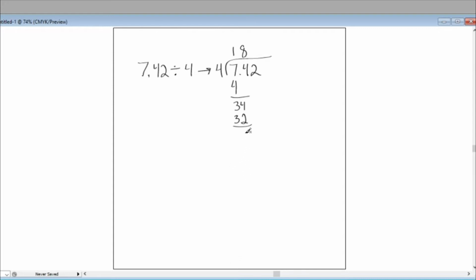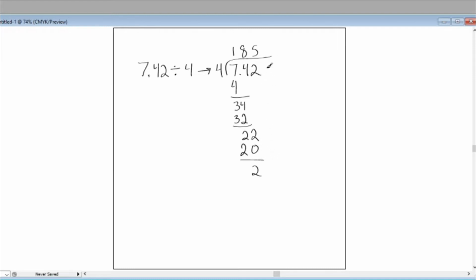Okay, we subtract, we get a 2 left over, drop down a 2. 4 into 22, let's see, 4 times 6 is 24, so 4 times 5 is what we're going to have to go with to get 20. And let's see, we get a 2 left over here.